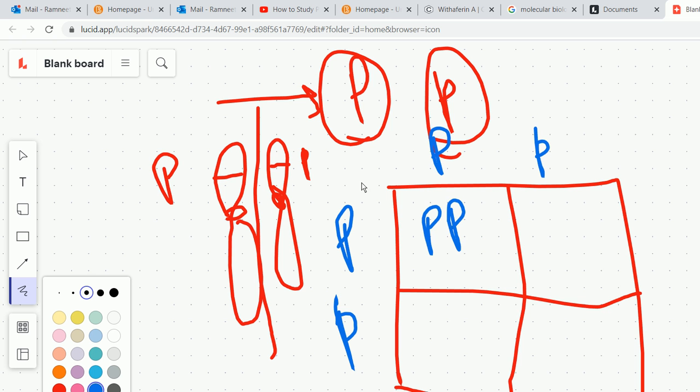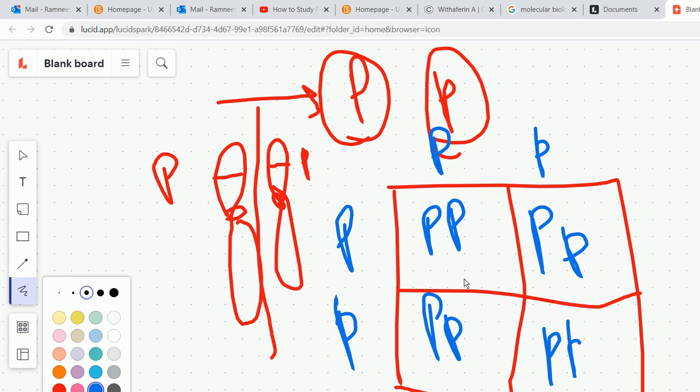Now we are talking about the F2 generation. This is capital P and small p, capital P, small p. Now this is small p, okay? This is capital P. This is going to be capital P and small p. These are both small p's. Okay, this is the Punnett square for the F2 generation.